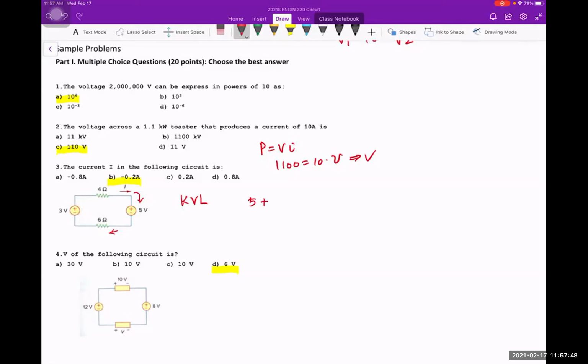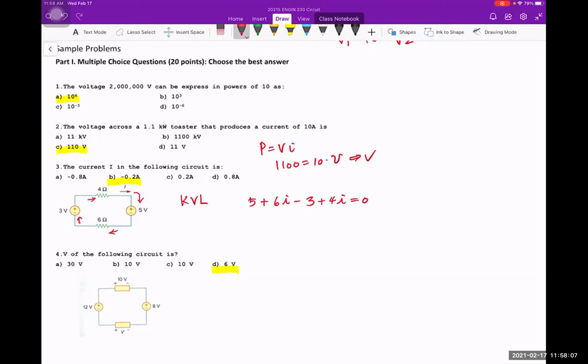Then I have the 6 times I. And you go to here will be negative, then you just write -3 and go to this resistor is going to be a positive, and the voltage of this one is simply just 4 times I. And you make that equal to 0.